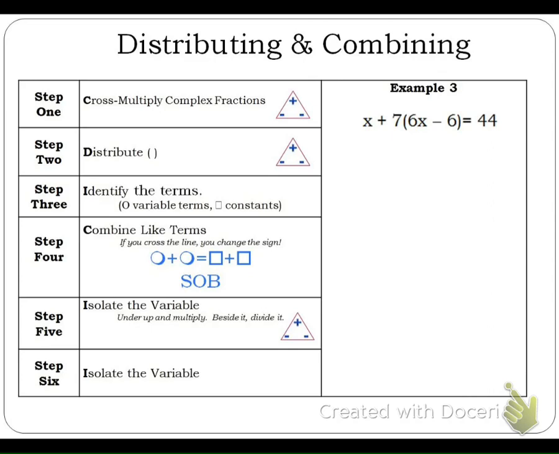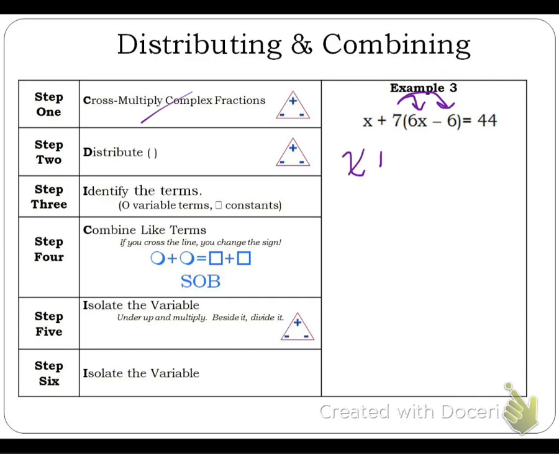Alright, last example, and then I'll give you time to work on your guided practice. Alright, do we have any complex fractions? No. So let's just distribute. This lesson's on distribution, so that's the only type I gave you right now.